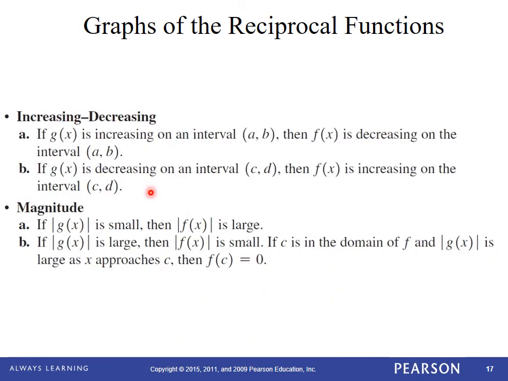And then there's a relationship between increasing and decreasing. That is actually a different relationship here. It says if g of x is increasing, f of x will be decreasing. So they have an opposite relationship here. And we'll see those as we graph these here.